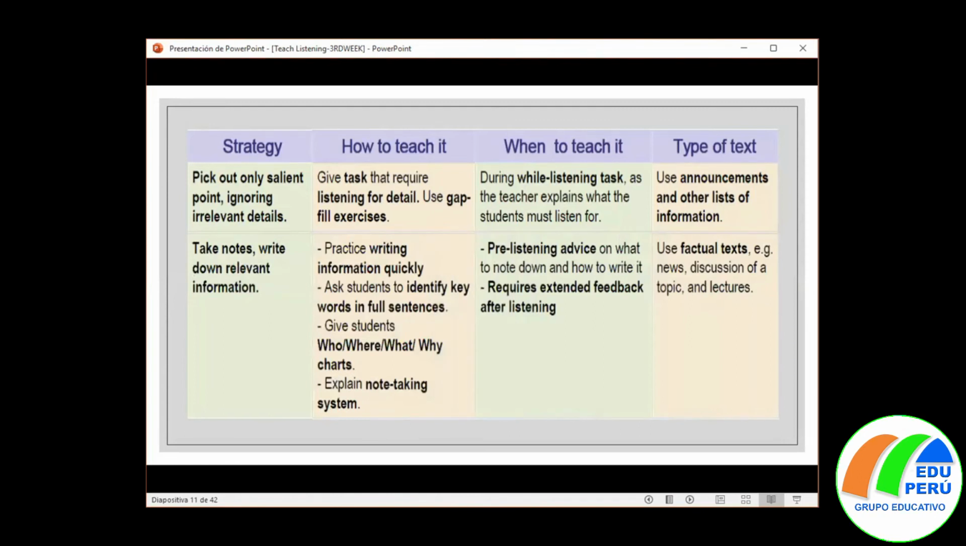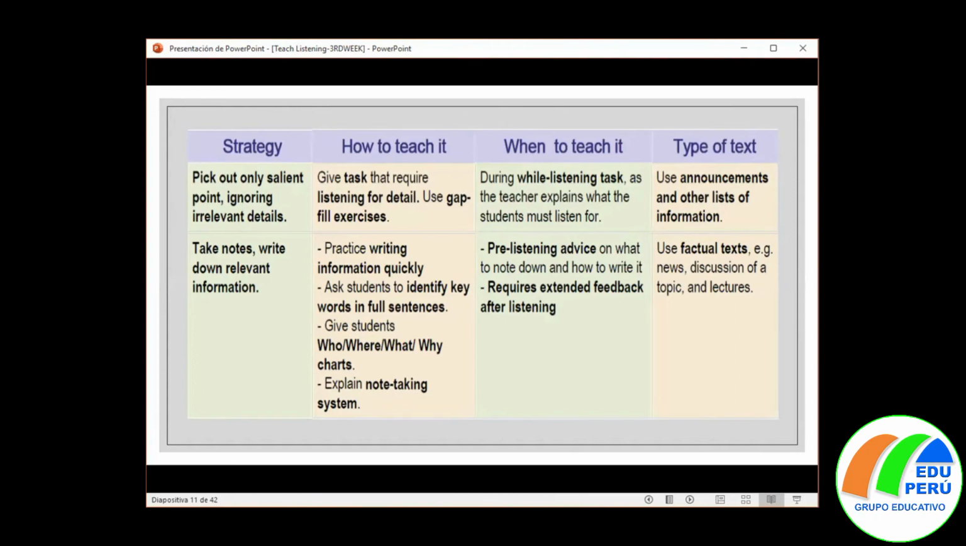Another one is taking notes. Write down relevant information. How to teach it? Practice writing information quickly. Ask students to identify keywords in full sentences. Give students who, where, what, why charts. Or explain note-taking system. Notice all the things that you could do to practice this strategy with your students.